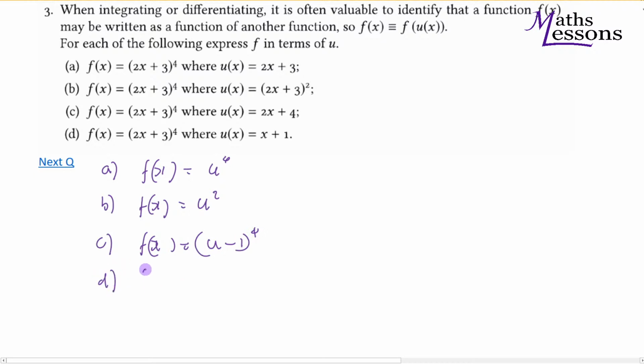And for part D, we've got f of x equals, again, 2x plus 3, and this time we've got u equals x plus 1. So what we have to do is, if we times this by 2 and add 1, we'll get 2x plus 3. So we've got 2u plus 1 to the power of 4. So that's how we do that question.